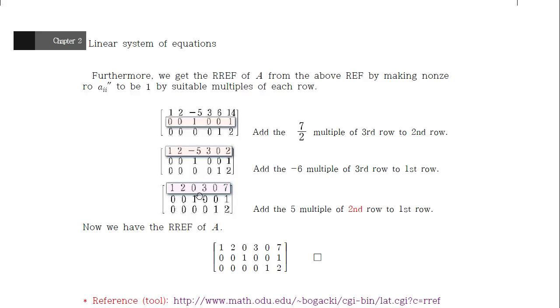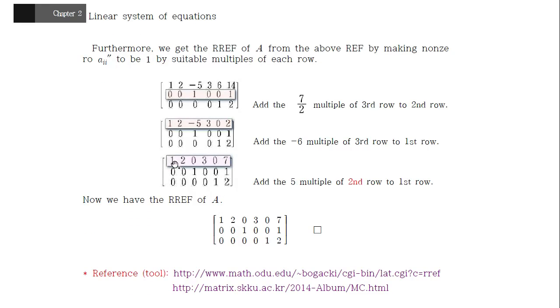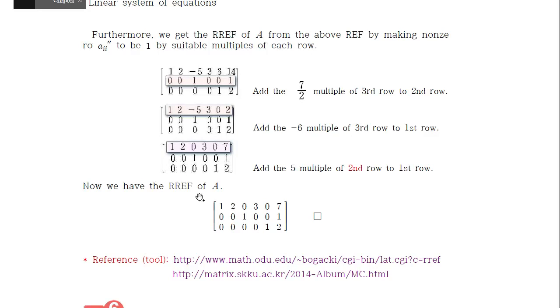The third column is done. For the third column, the entries above are all zeros already, so you don't have to do anything. So you now have the REF form, and all the entries above the leading ones are zeros. So this matrix is in RREF form. This is the unique RREF form of the given matrix. So this is the RREF form of A. For a given matrix, you can have many different REF forms, but you have only one RREF form.